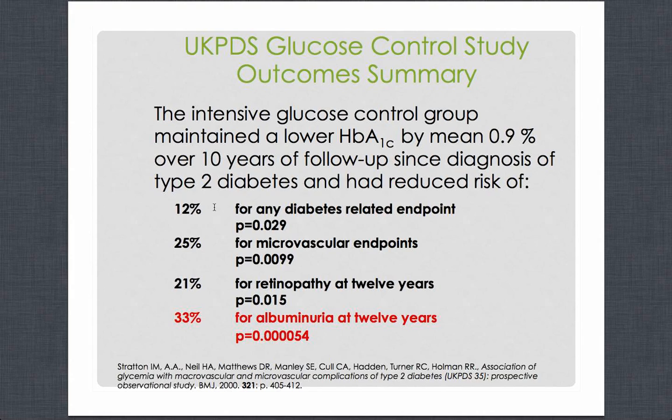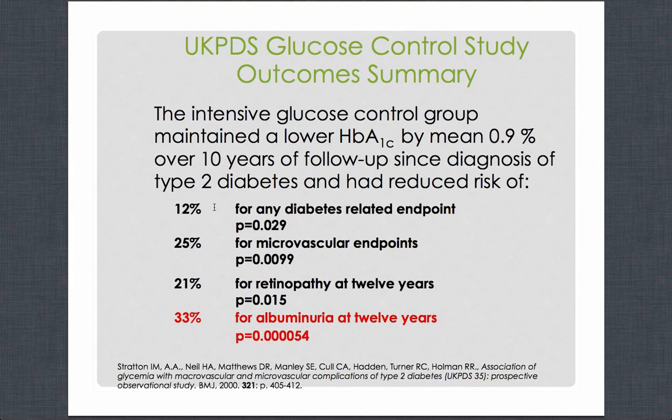So this study is the United Kingdom Prospective Diabetes Study, which evaluated the incidence of various diabetes-related complications at varying degrees of glucose control. After 10 years, there was an intensive control group and a usual care control group. At the end of 10 years, the intensive control group maintained a hemoglobin A1C approximately 1% lower than the other group and had a subsequent reduced risk of incident complications: 12% for any diabetes endpoint, 25% for microvascular endpoints, 21% for retinopathy, and notably 33% for albuminuria at 12 years.